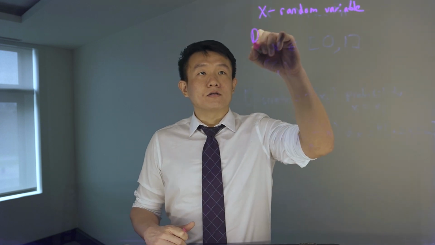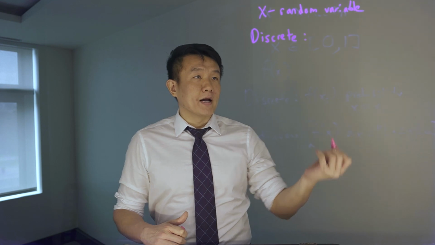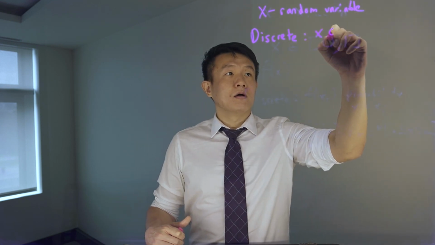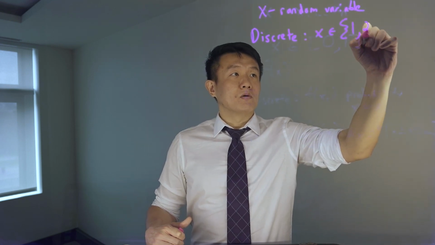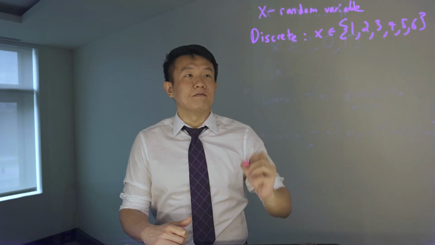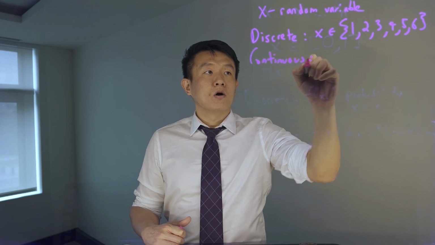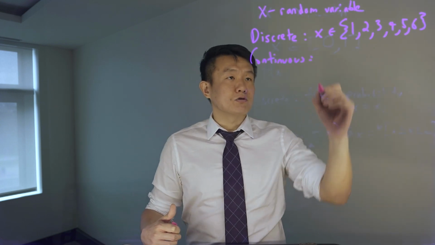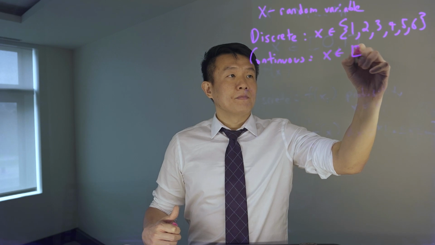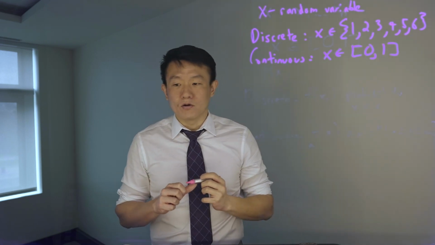So I can think about a discrete random variable, like for a dice roll, the outcome can be 1, 2, 3, 4, 5, or 6. So there's a finite number of values that it can take, or I can think about a continuous random variable, a random value that's between 0 and 1.